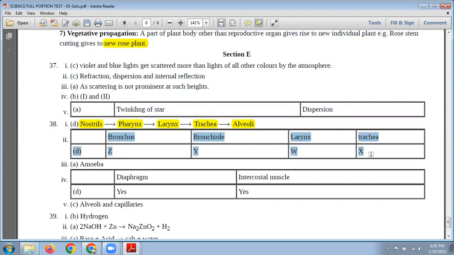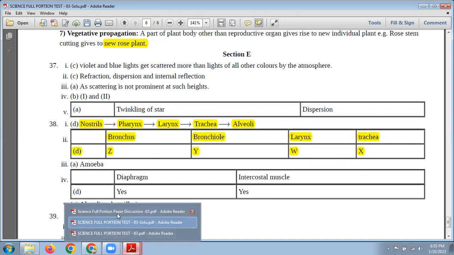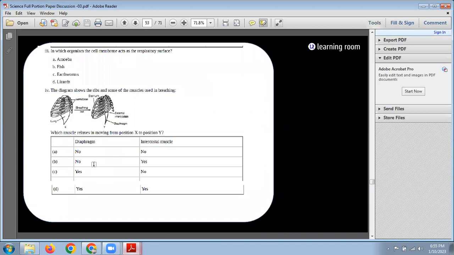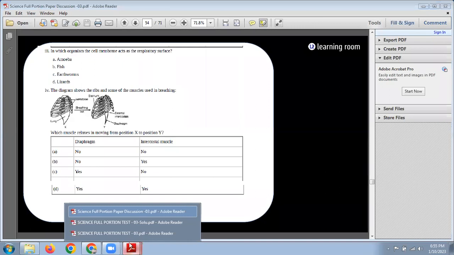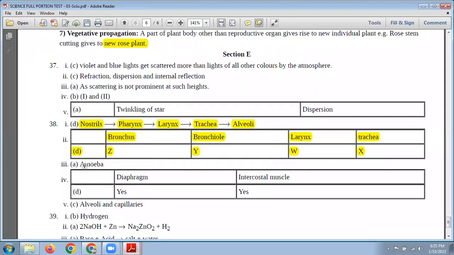Are you able to see this? Yes, sir. The next one: in which organism does the cell membrane act as the respiratory surface? The option is amoeba.